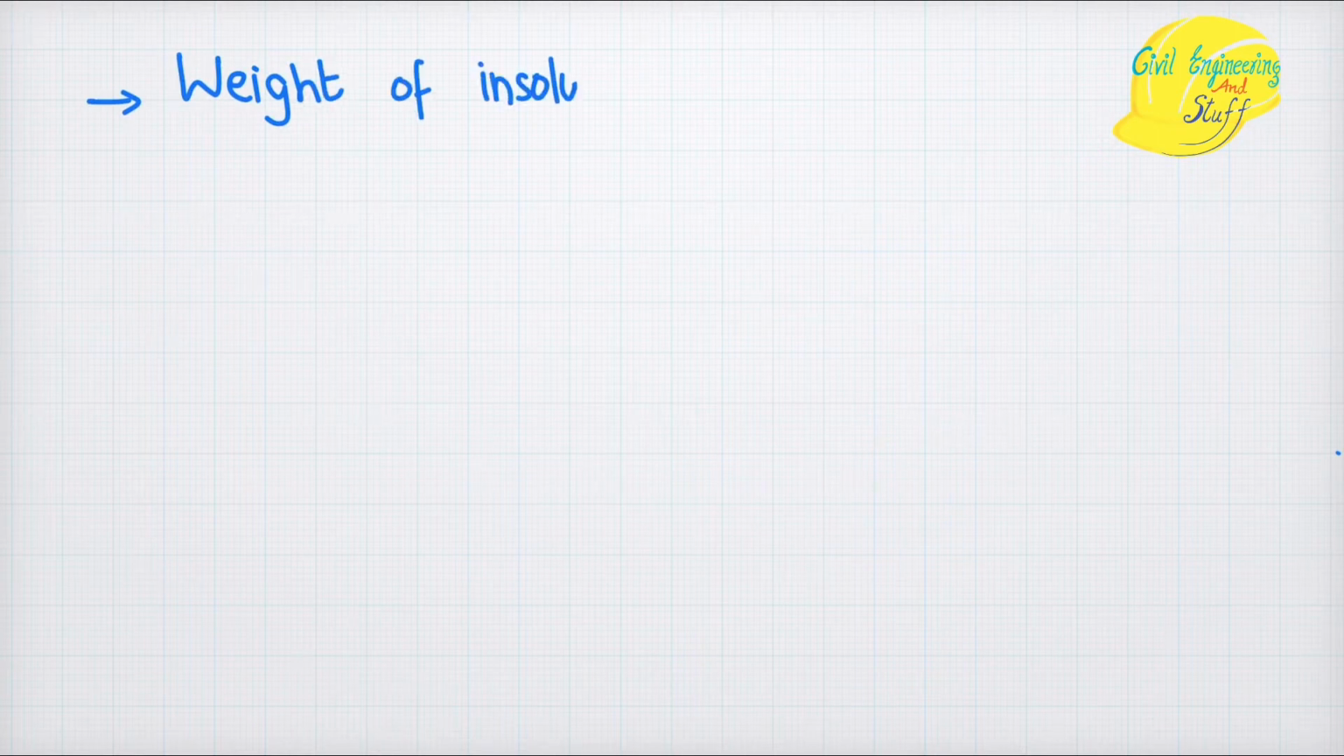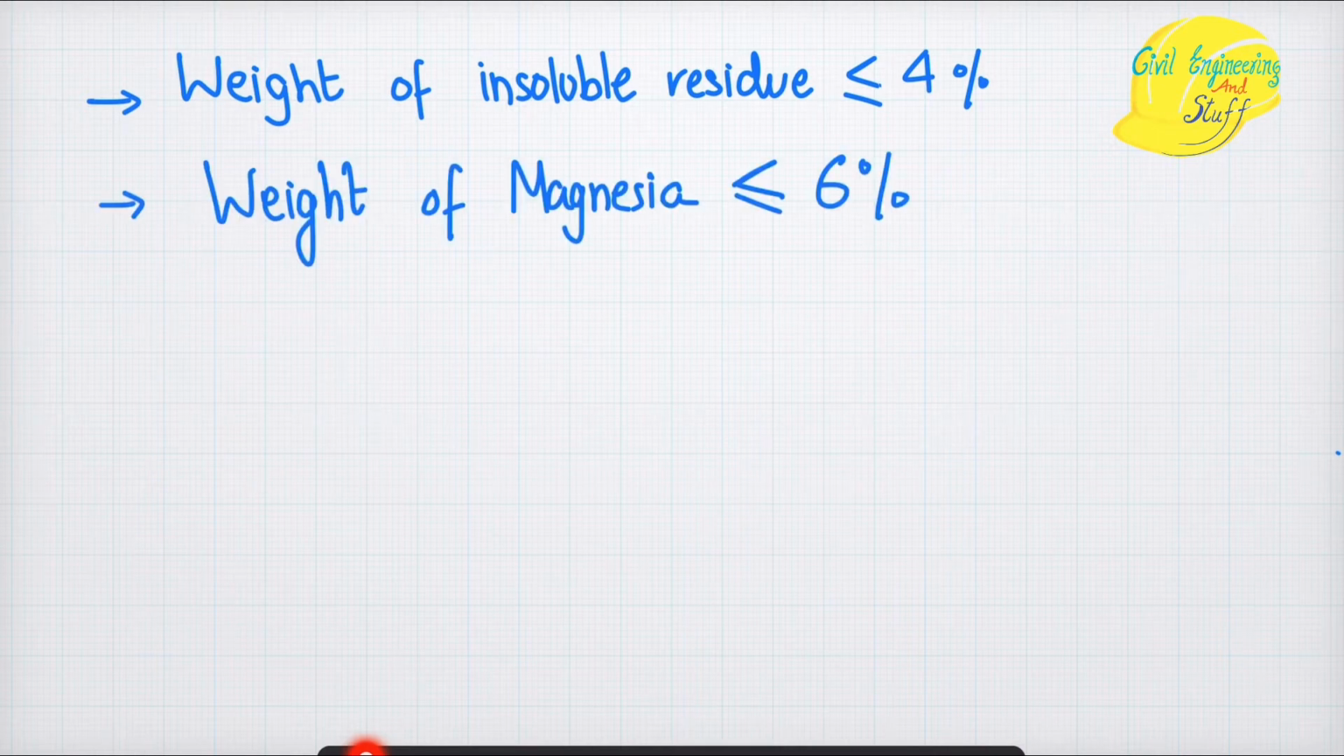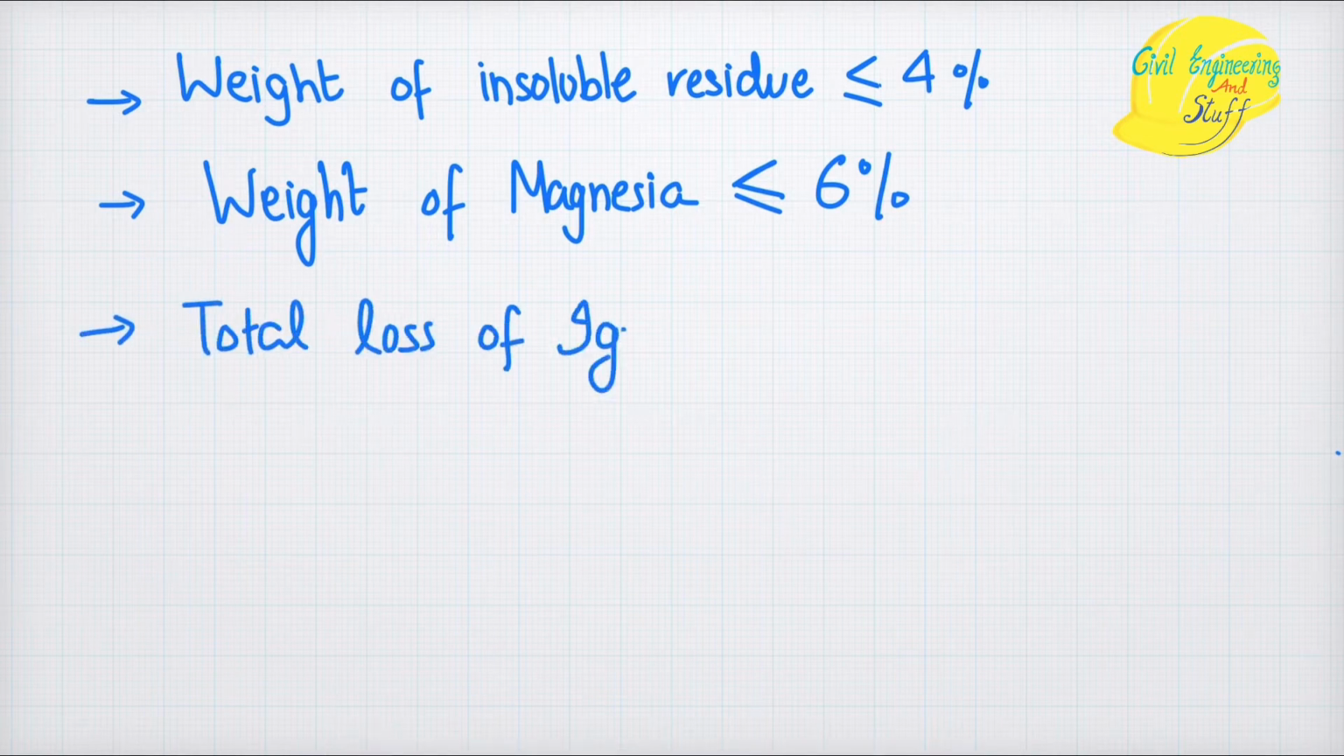Then the third is that the weight of insoluble residue should be less than or equal to 4%, that is, the maximum permissible limit is 4%, right? Then the weight of magnesia should be less than or equal to 6%. Then the total loss on ignition shall not be more than 5%, right?